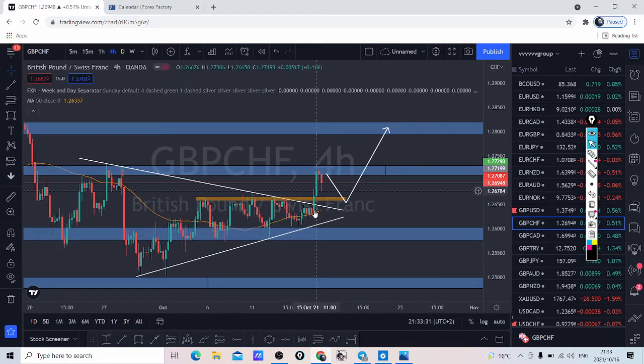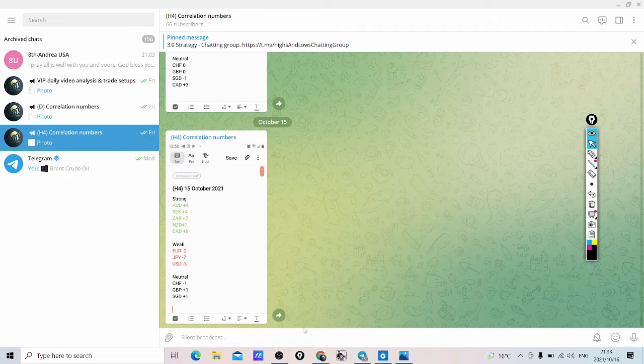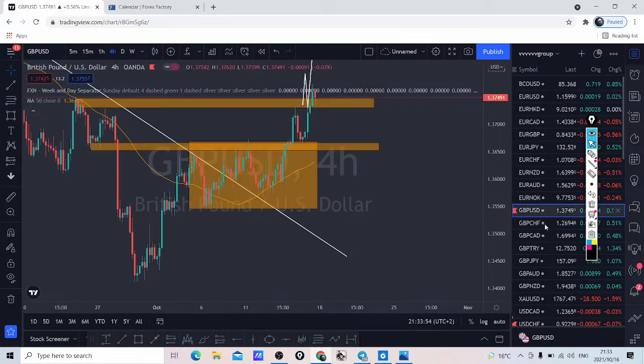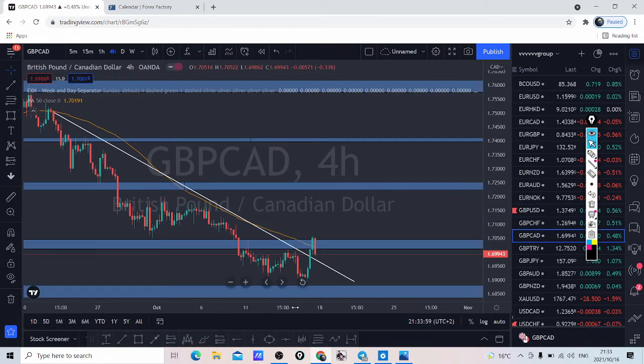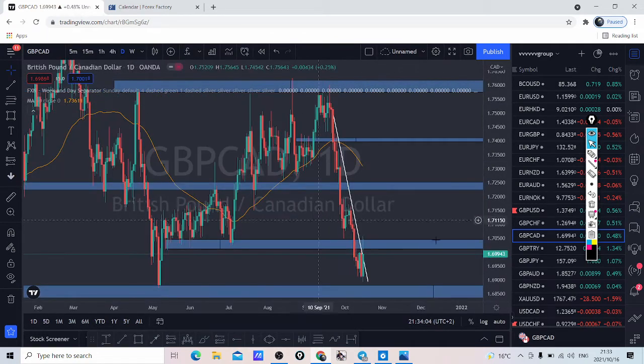This push here is just a fake one. Maybe on Tuesday we see the GBP pushing to this group here, then you will say, yeah, now it's a good buy. But for now, I don't think it's a good buy. Just wait on this one. Maybe focus on GBP USD, not on GBP Swiss. Okay, GBP CAD, nothing interesting yet. Nothing interesting yet.